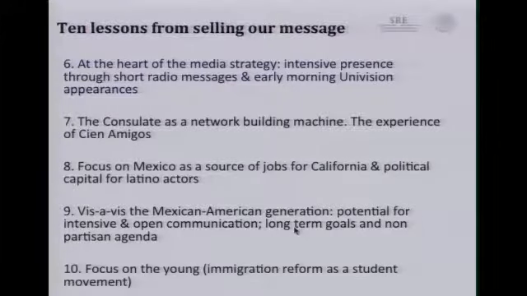So we need to work with those networks. And the center of those networks, and in the question and answer period we could enter into greater detail, is the consulate. And you need to have a strong consulate that can do that. Now, the 8th lesson, once you are doing that, is that you have to focus on Mexico.